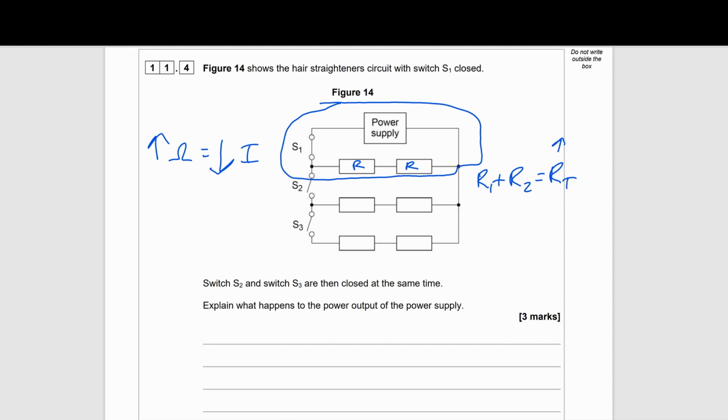The problem that we have to think about now is that's not the full question. S2 and S3 are also closed. So that obviously means now that these resistors are also taken into account. But these resistors are in parallel compared to each other in S1. So what we've got to think about is, how is the total resistance in parallel going to work? Well, what we must know is total resistance in parallel.